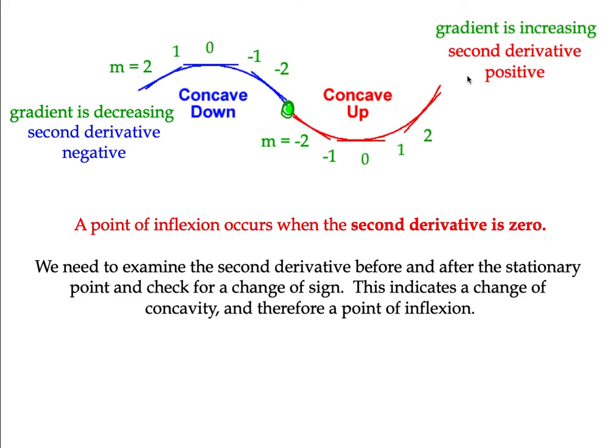So what we really need to check for a point of inflection is whether the second derivative is a negative value, which means the gradients are going down, or whether the second derivative is positive, in which case the gradients are going up. And if there's a change from that point, the second derivative from negative to positive, then we can say we have a change in concavity. Okay, so let's have a look at how that might work in practice.